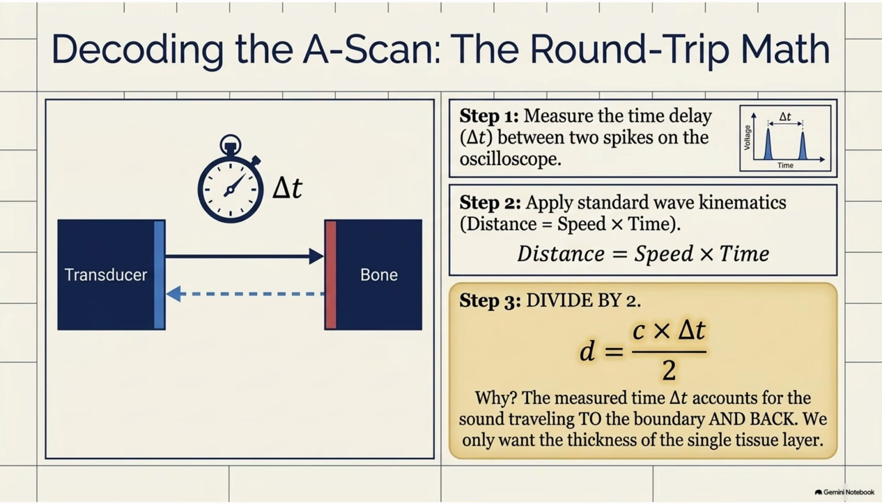The factor of 2 is extremely important. Why? Because the measured time includes both the journey from the transducer to the boundary and the return journey from the boundary back to the transducer. The machine uses the known speed of sound in tissue together with the measured time delay to calculate the depth of the reflecting boundary.